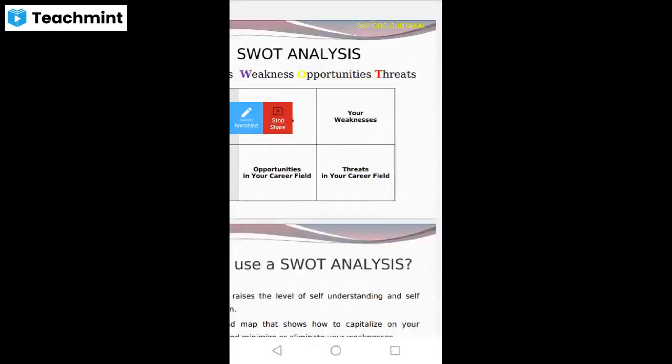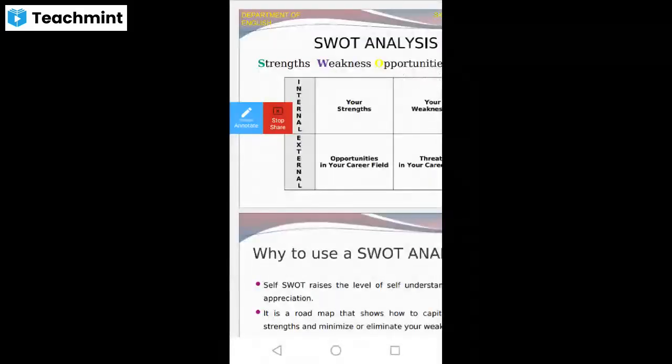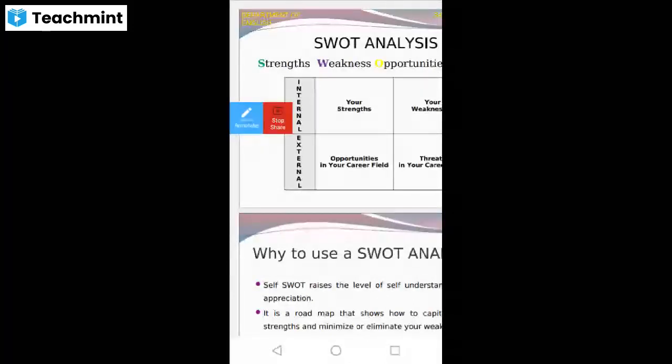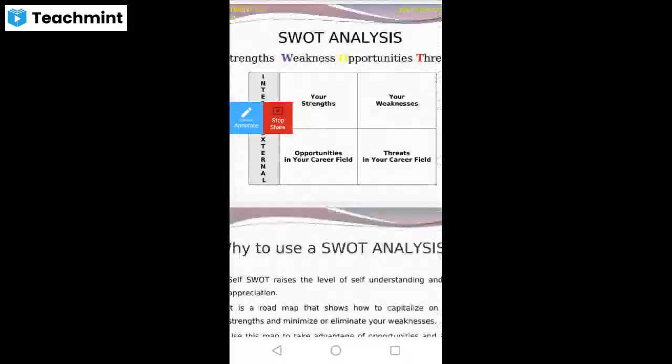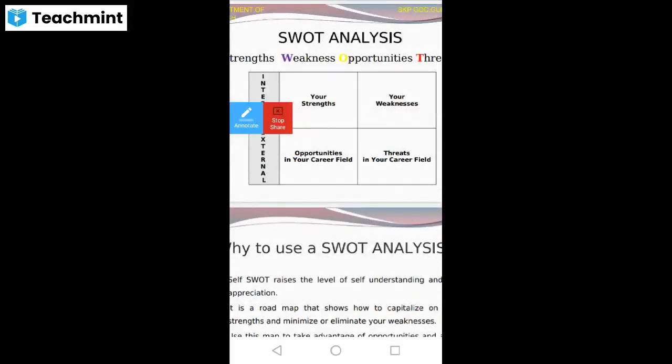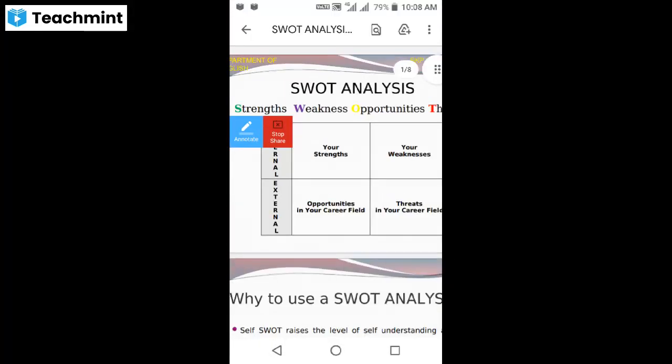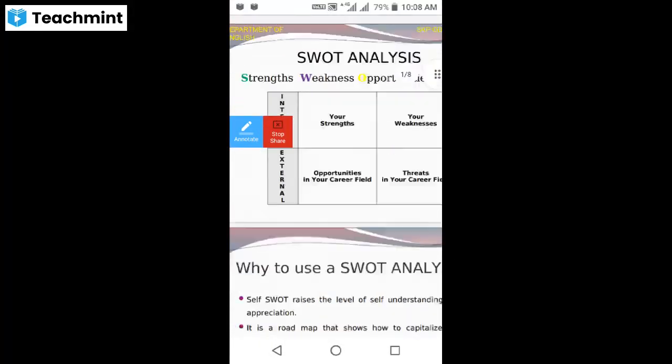Whenever we want to achieve anything, these are the very important things. Whether we have the capability or not, we have to check it first. What kind of strengths we have? What kind of weaknesses? What kind of opportunities? What kind of threats or difficulties are there to overcome to achieve our goal? This is called SWOT analysis.